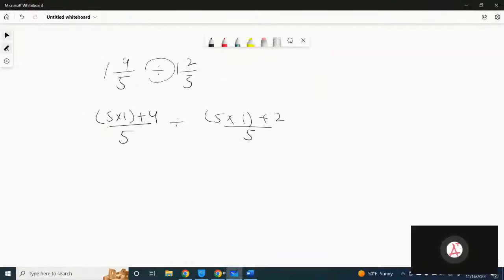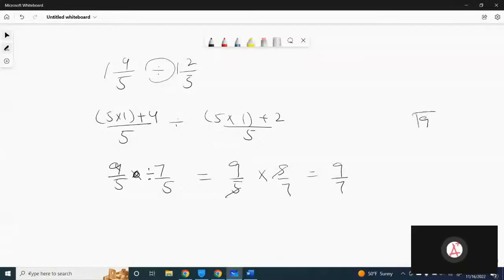It would be 5 times 1 is 5 and plus 4, 9 over 5. Replace the division sign with the multiplication one. 5 times 1 is 5 and plus 2, 7 over 5. Got it? Okay, now you can replace the division sign with the multiplication one. It would be then 5 over 7. Got it? See, you can cancel them out from here. It would be 9 over 7.